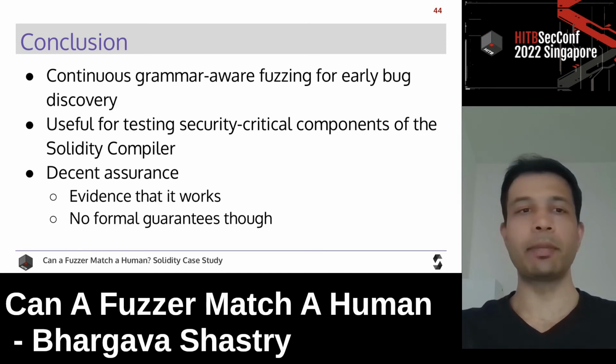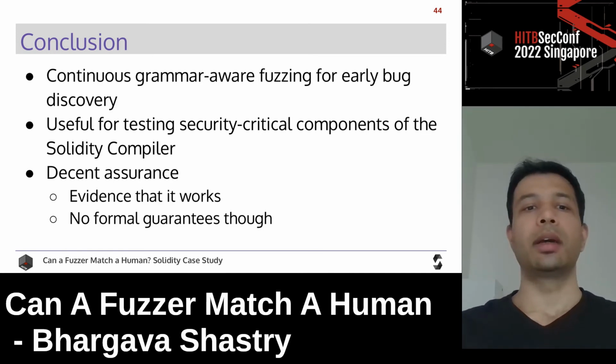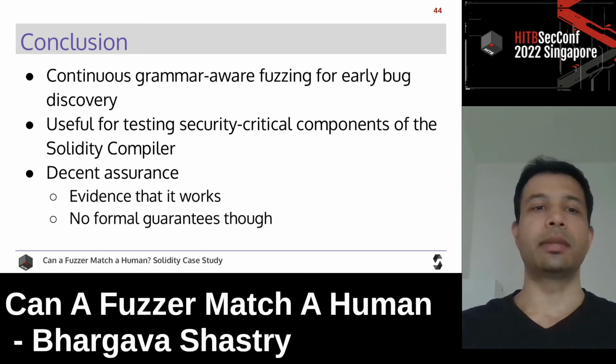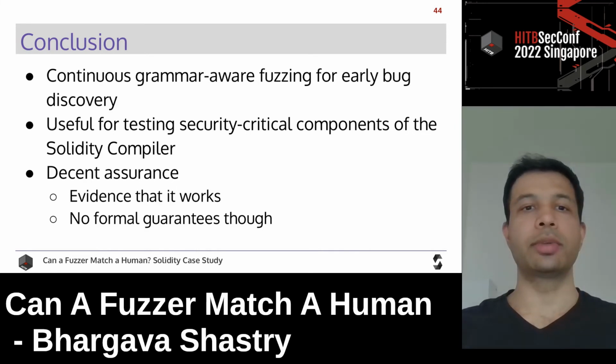So we are reasonably happy, but at the same time, because of no formal guarantees, it is my day job to continuously monitor the kind of programs that the fuzzer is generating, and to essentially ensure that we don't miss security-critical bugs, especially in newly developed features, and so forth.